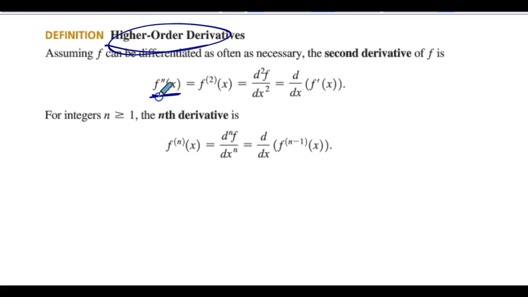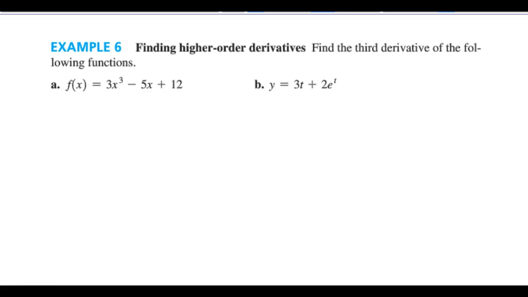Higher order derivatives say, well, we can take the second derivative. It could be denoted as this or this or this. The derivative of the derivative is the second derivative. And then similarly for just values of n. So for higher order, find the third derivative.